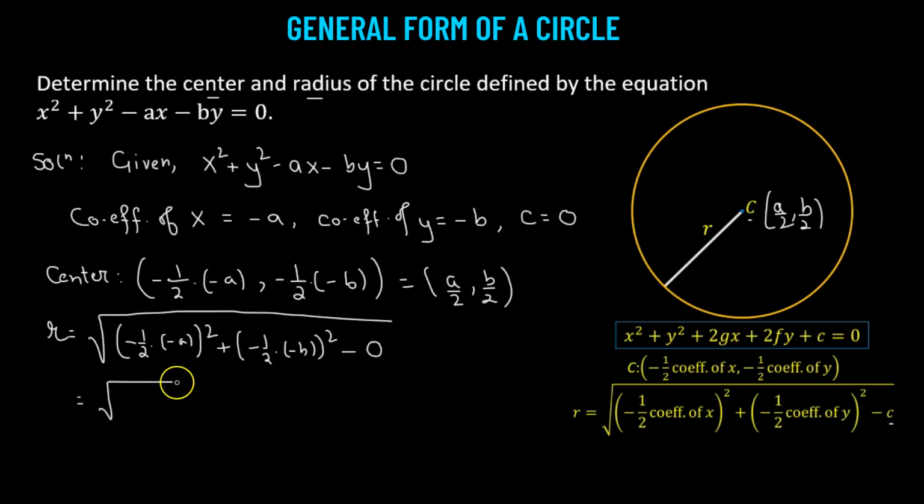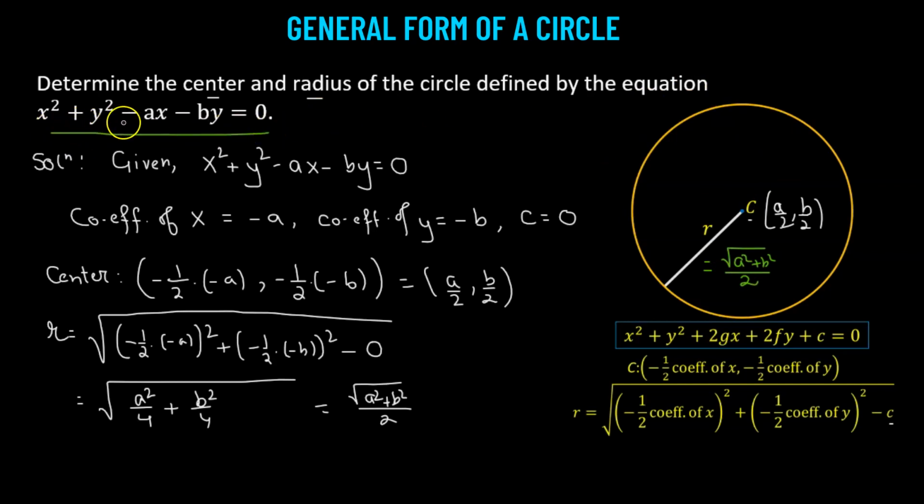So this gives us the square root of, -1/2 times -a, that's simply positive a over 2, so we get a squared over 4, added to b squared over 4. If we pull out 1 over 4 from the square root, we get the square root of a squared plus b squared, over 2. So that is going to be the radius of the circle: square root of a squared plus b squared, all divided by 2. So we've successfully found the center as well as the radius of the circle whose equation is given by x squared plus y squared minus ax minus by equals 0.